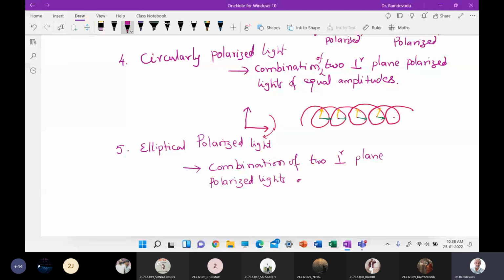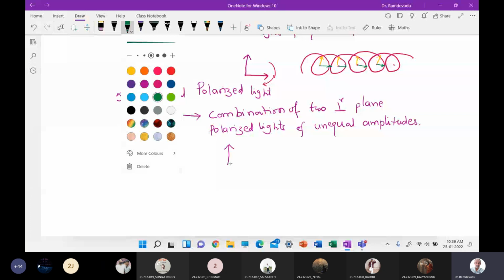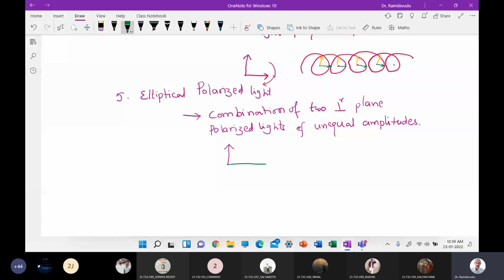Therefore, if I want to draw this, here I take this vector in one direction, and I take another wave in the perpendicular direction. This is the perpendicular direction, but it has a larger component. In that case, if I rotate this and move, then the wave will be something like this.